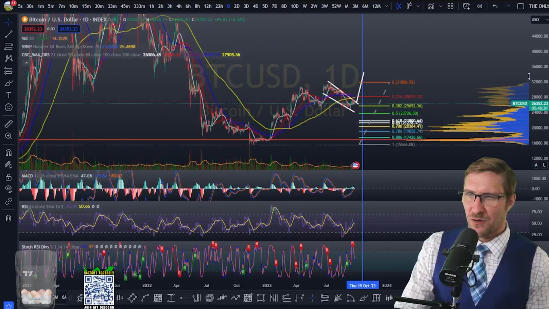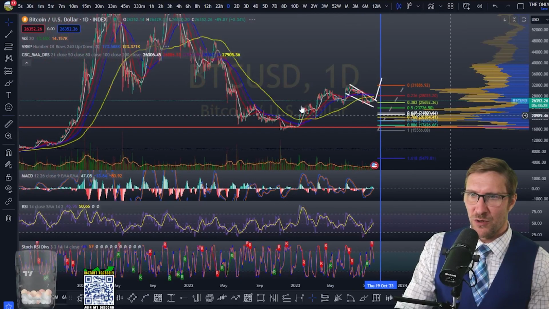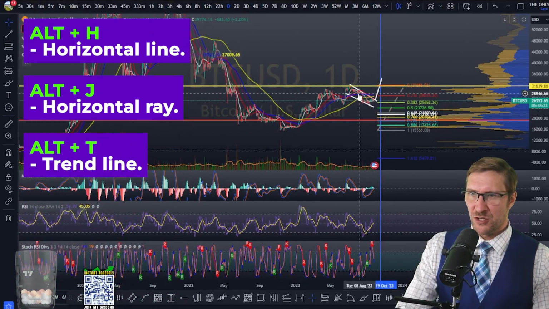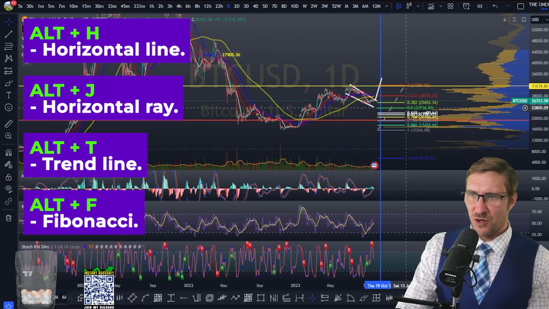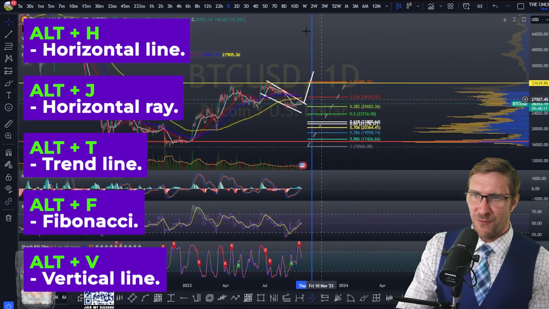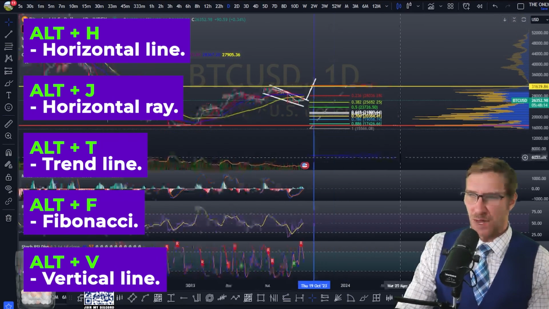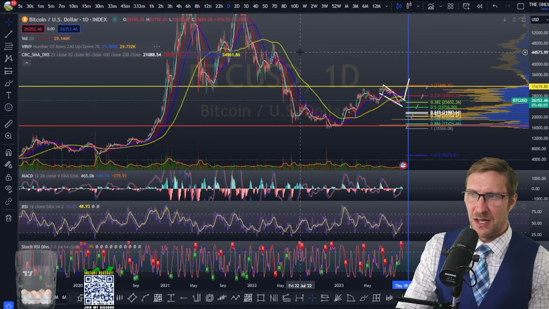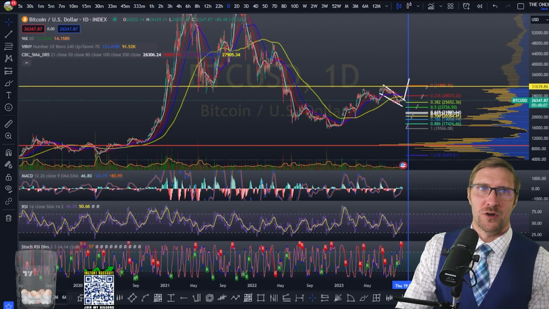I believe that's good for the beginning stages of anyone wanting to trade. So your support and resistance lines, Alt-H or J. If you want to make trend lines, Alt-T. If you want to draw fib, Alt-F. If you want to make a vertical trend line, Alt-V. And there's more too, but that's basically going to get you started. How to add all the indicators and how to use the shortcuts for TradingView.